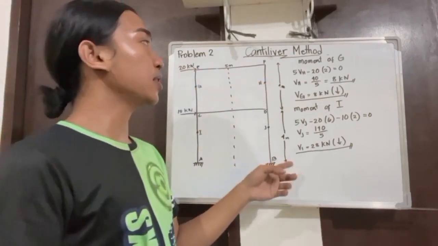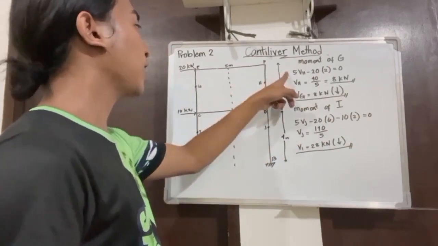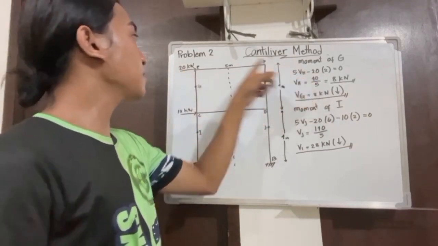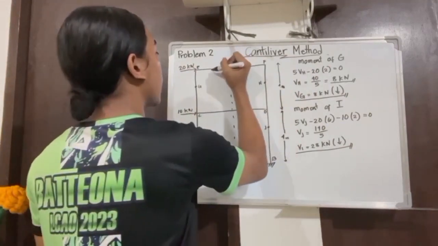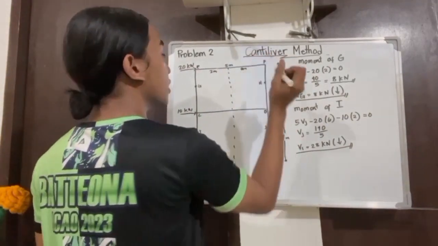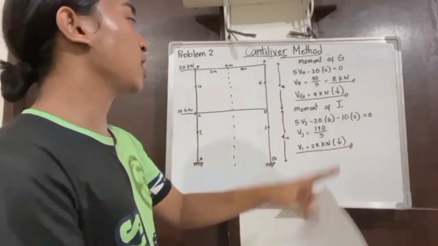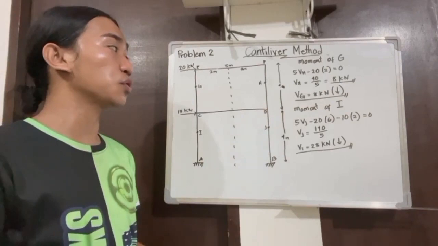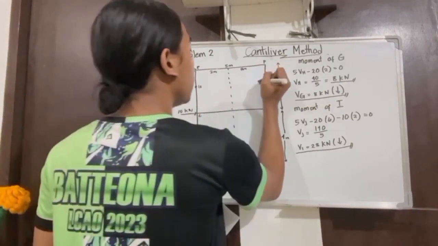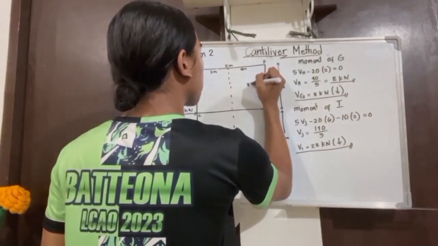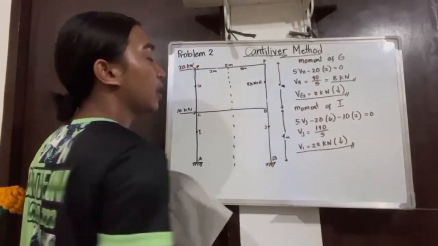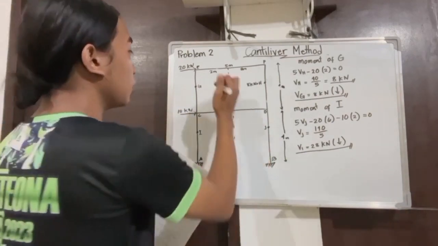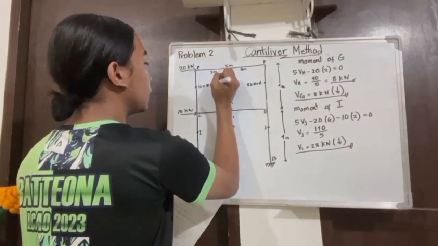So we need to get the moment of G here. So 5 times VH minus 20 times 2, because 2 is our center here, so it is 2 meters, is equal to 0. VH is equal to 40 over 5. So our final answer for VH is 8 kilonewton. Then our VG is the same, since they have the same area and the same length. Our G is also 8 kilonewton.